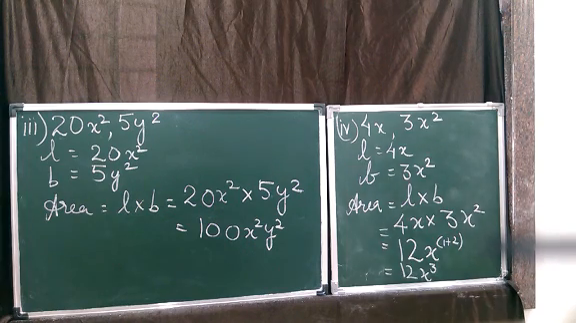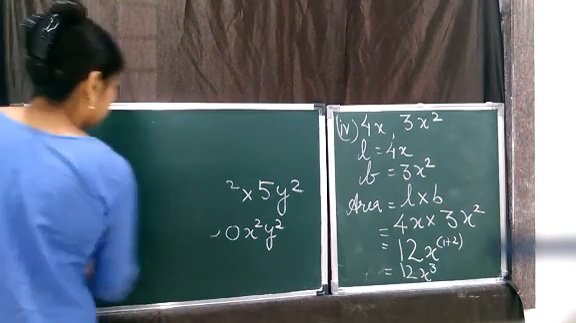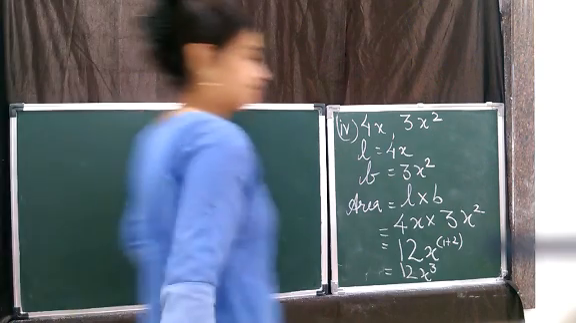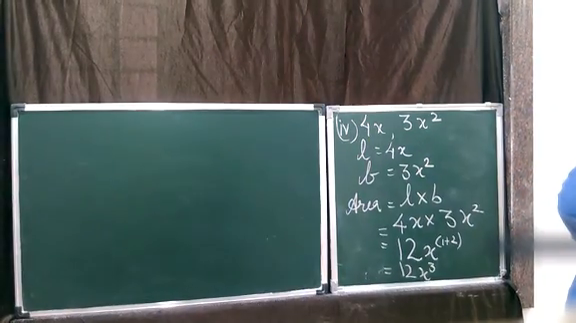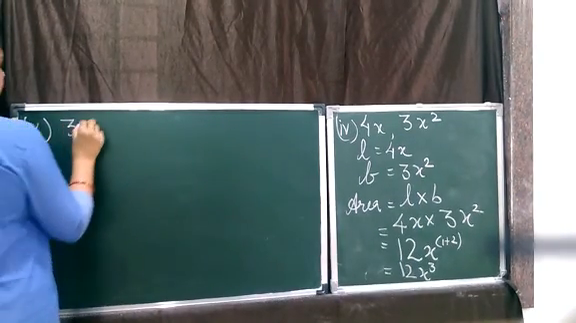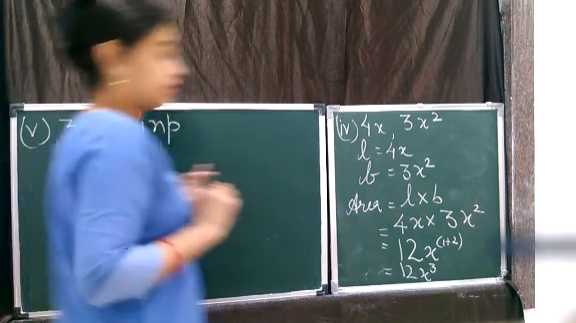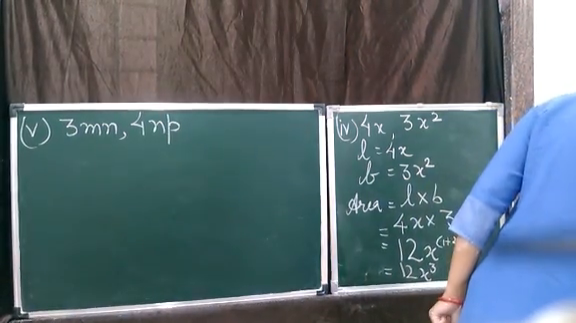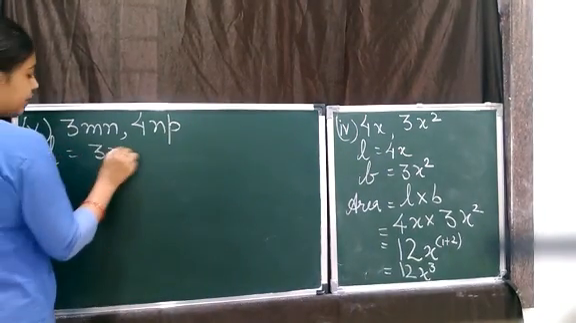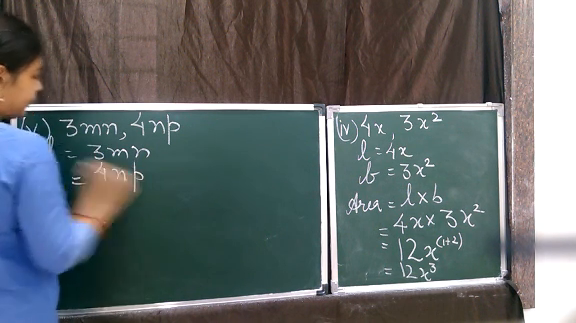Then we go to the fifth one. The fifth one is 3mn, 4np. So what is the length here? 3mn is the length. What is the breadth here? 4np.